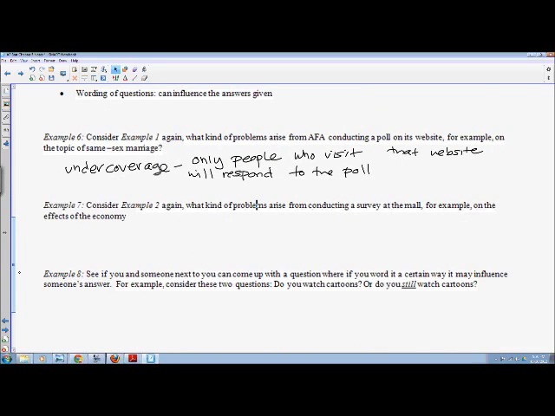Example 7, consider example 2 again. What kind of problems arise from conducting a survey at the mall, for example, on the effects of the economy? So the effects of the economy, what's going to happen when you're taking that survey at the mall? Okay, so it's a convenient sample. It's not really a good way to take a sample in the first place. But what happens if people are already at the mall?